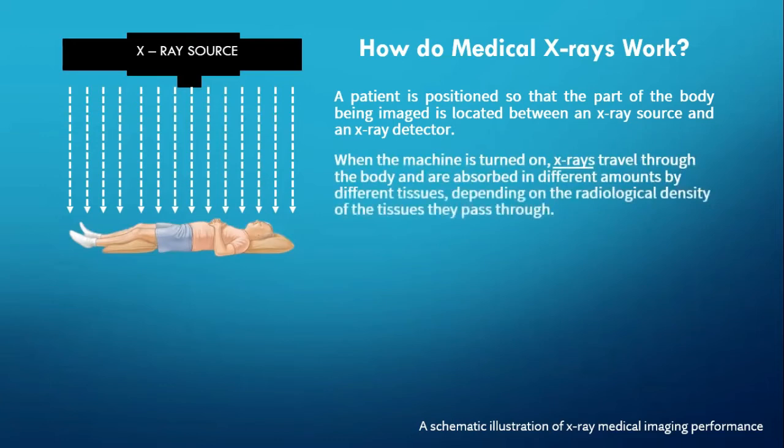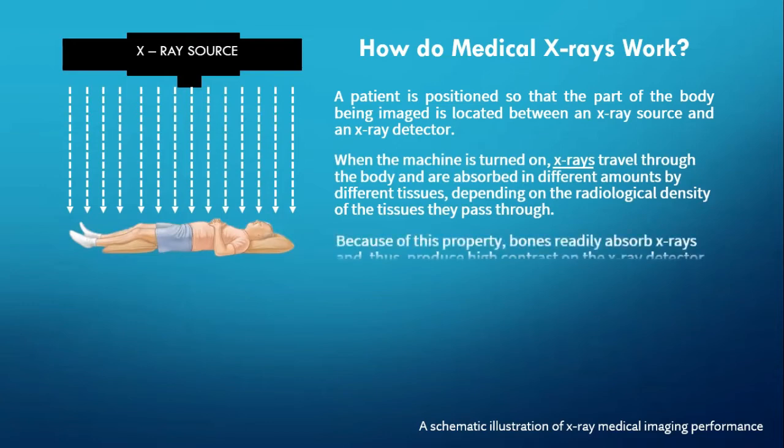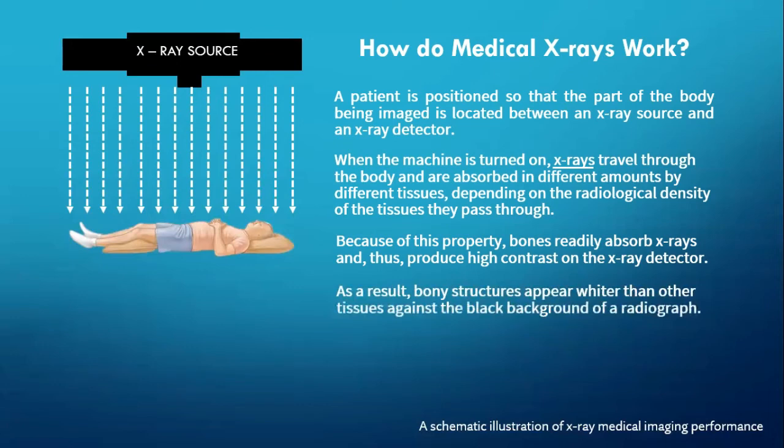When the machine is turned on, X-rays travel through the body and are absorbed in different amounts by different tissues, depending on the radiological density of the tissues they pass through. Because of this property, bones readily absorb X-rays and thus produce high contrast on the X-ray detector. As a result, bony structures appear whiter than the other tissues against the black background of a radiograph.